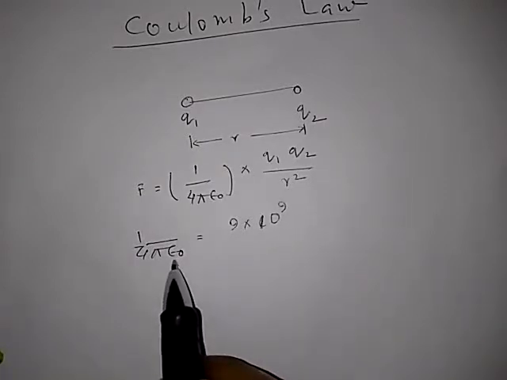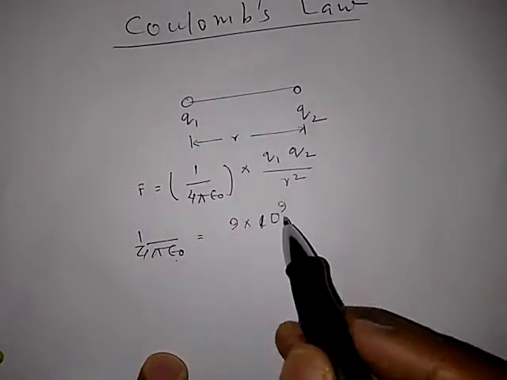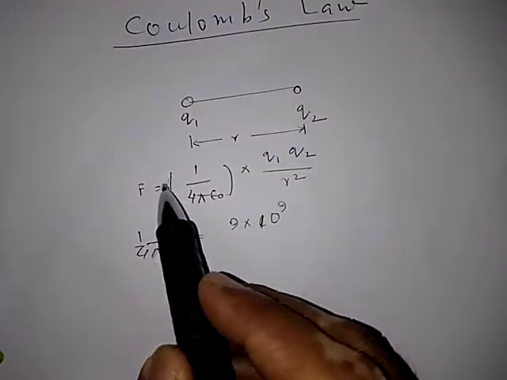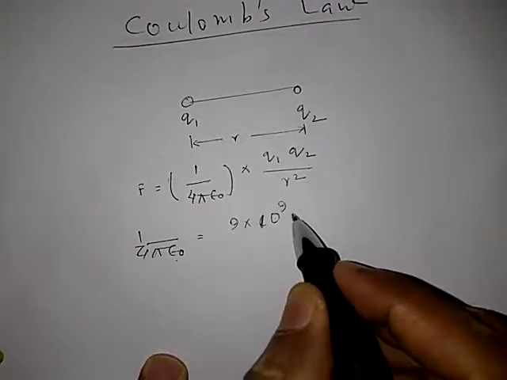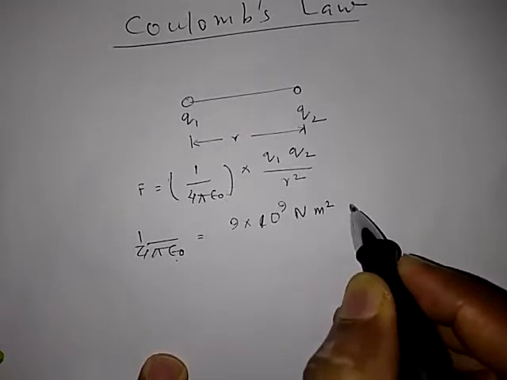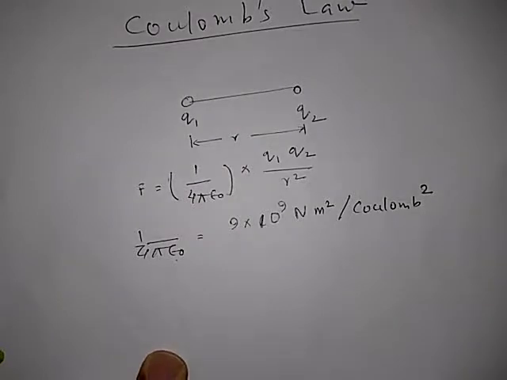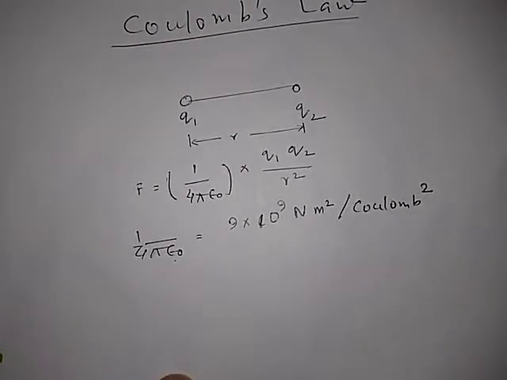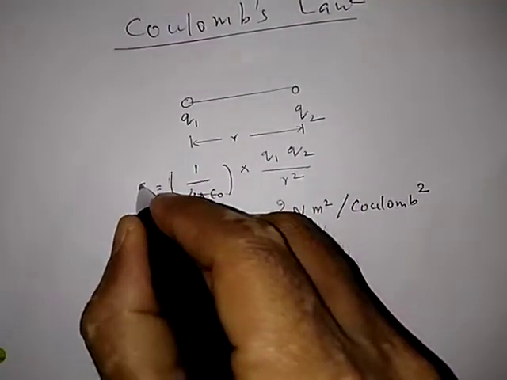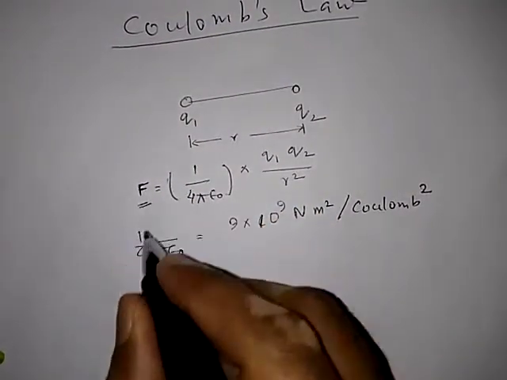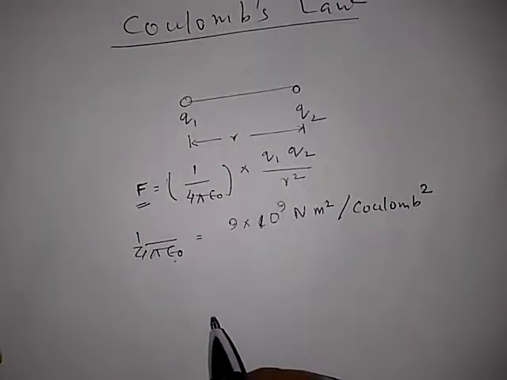If you individually try to remember epsilon 0, it's going to be a little hard, so we'll leave it here. The unit of this whole thing is Newton multiplied by meter square divided by Coulomb square. The Coulomb is the unit of the charge. A few things you need to know: this is just giving the magnitude of the force. The force is a vector quantity and it always will have a direction.